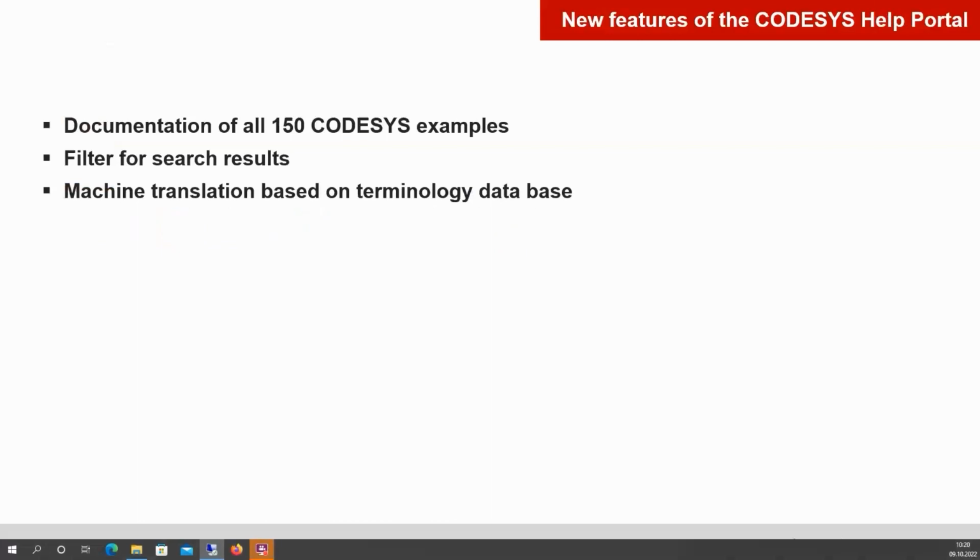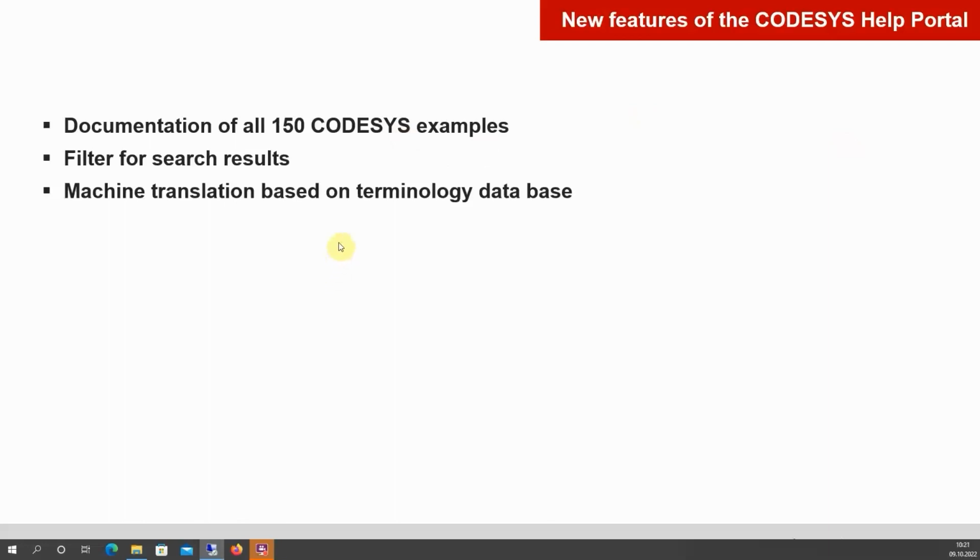At the feature briefing in spring I already introduced you to our new online help. We will add more content and features to the help portal in the next few months. Basically, these are the documentations of the examples in the help portal, a filter function for search results, and how we will improve the automatic translation.